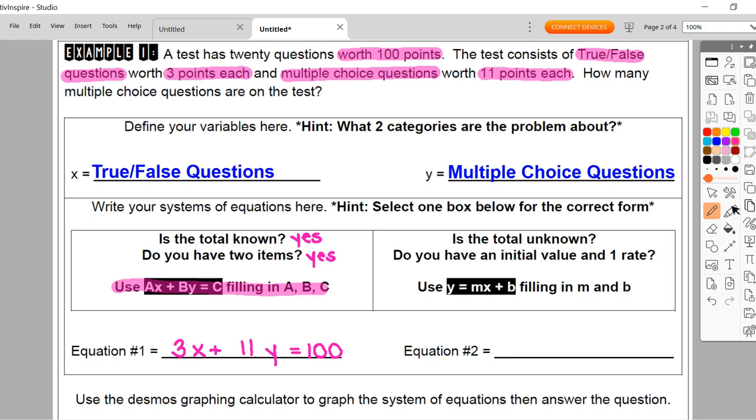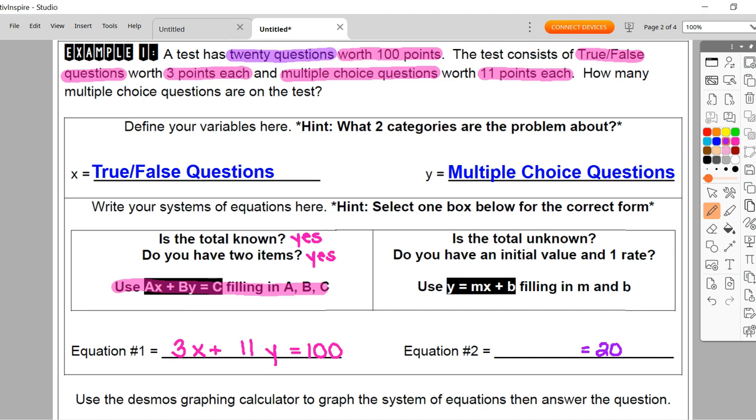Second equation, same idea. Let's go ahead and take a look at any other numbers I have. Remember, sometimes your numbers can be written out, so don't forget about those. So it looks like the last number I have is 20 questions. It states that a test has 20 questions, so I know that's going to be my total again. So again, I have the total known, yes.